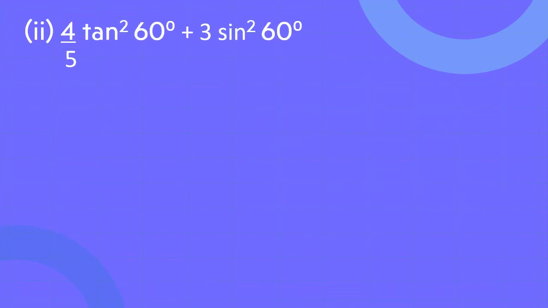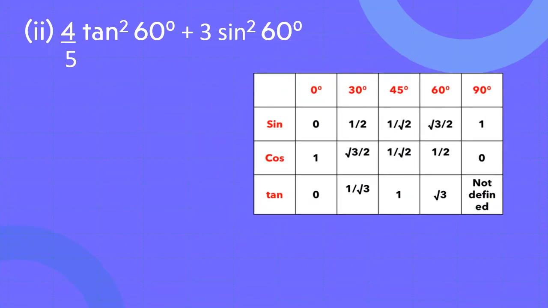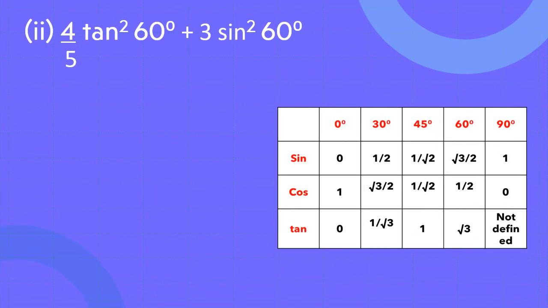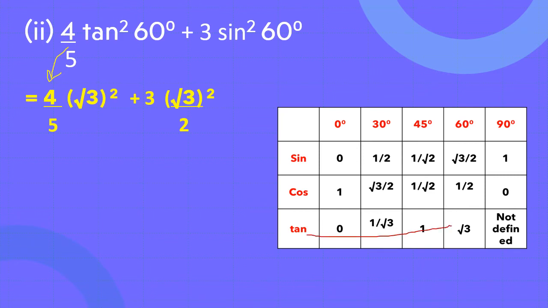4 upon 5 tan square 60 plus 3 sine square 60. So I need to know the values of tan 60 and sine 60. So I'll have to refer to this table. Now let us try solving this example. So I'll write down 4 upon 5. Now just look, 4 upon 5 is written as it is. Tan. Now look here, tan square 60. So first let me find out what is tan 60. So look here, tan 60 is root 3.